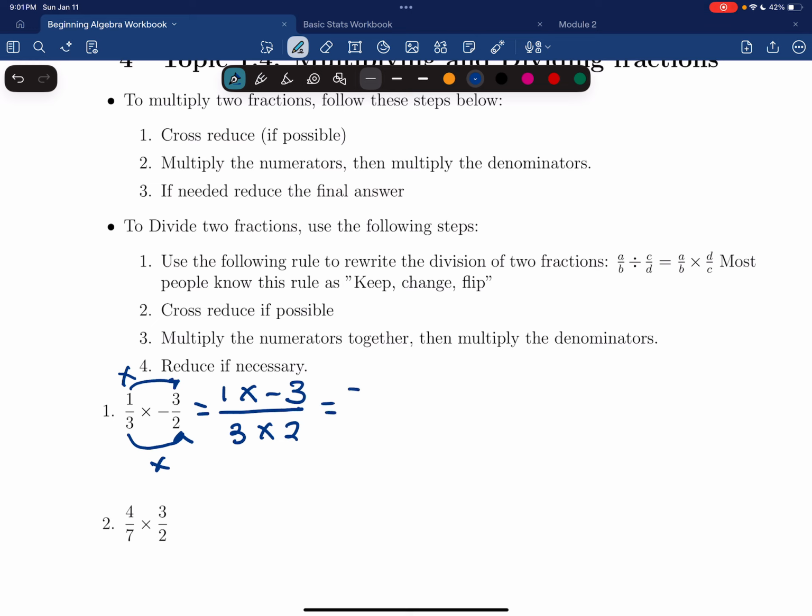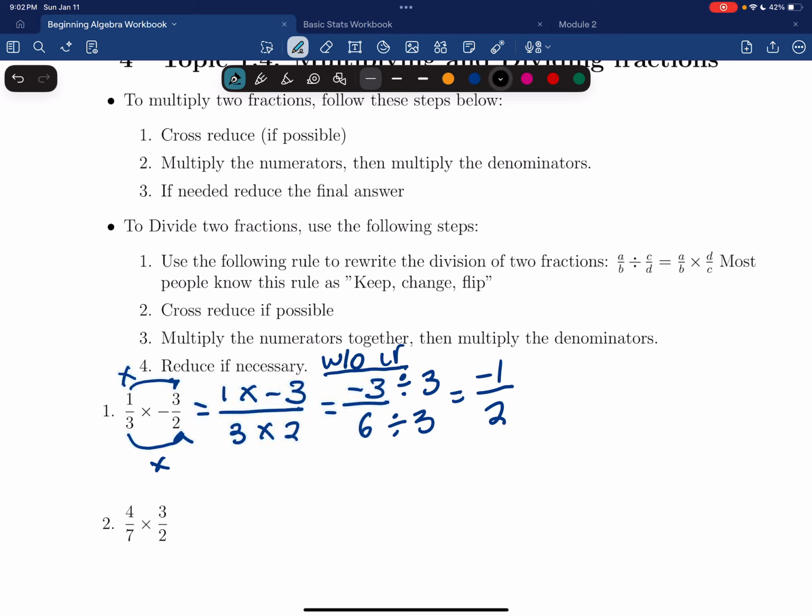Well, 1 times negative 3 is negative 3, and then 3 times 2 is 6. Now this fraction, negative 3 over 6, notice it's not fully reduced. So we need to reduce this fraction. And notice that we can divide both the numerator and denominator by 3. So negative 3 divided by 3 is negative 1, and 6 divided by 3 is 2. So our final answer is negative 1/2. I'm going to say this is without CR, cross-reducing.